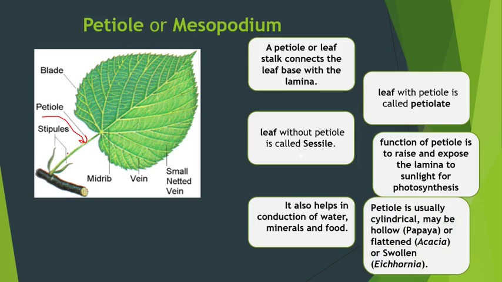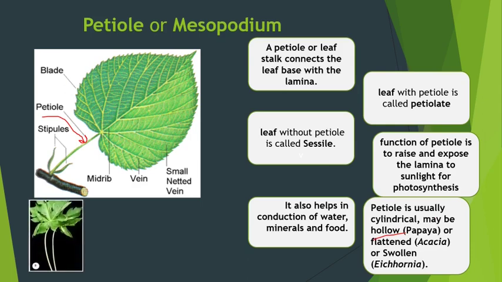This petiole is usually cylindrical, but it sometimes can be hollow. Hollow type of petiole is seen in papaya. It can be flat in the case of acacia. You can see this is a papaya petiole and it is hollow from inside. It is swollen and with aerenchyma in the case of Eichhornia, or water hyacinth.